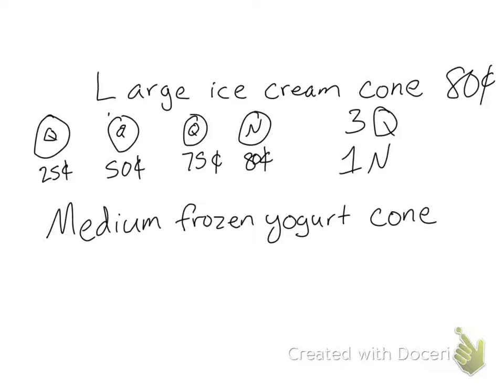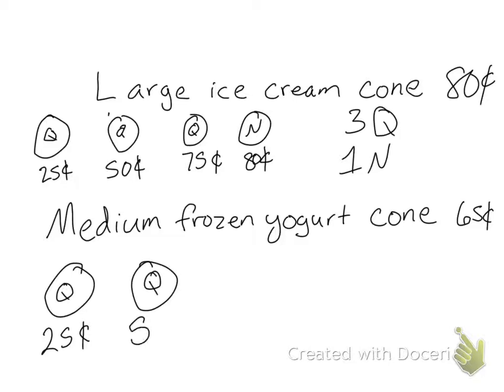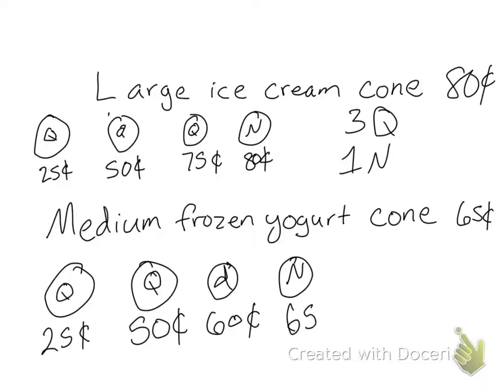All right, what about a medium frozen yogurt cone? Well, a medium frozen yogurt cone costs 65 cents. So I'm going to need to use, so we have 1 quarter is 25 cents. Then 2 quarters is 50 cents. Okay. Can't use any more quarters, so I'm going to use a dime. And 50 cents plus 10 cents is 60 cents. And then I'll use a nickel to get 65 cents. Okay, so I used 2 quarters, 1 dime, and 1 nickel to pay for my ice cream cone.